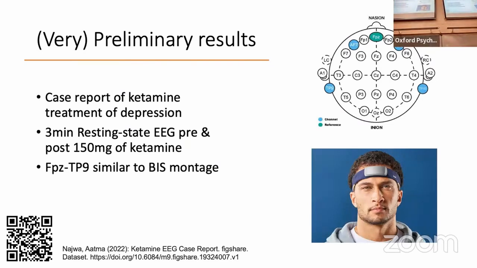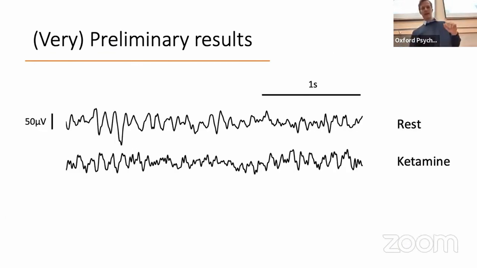This is not actually from our data. This is from an open data set that I found online from some other researchers. But it's very similar to the kind of data that we will be collecting. It's basically frontal EEG during a ketamine treatment of a young patient with depression, this time using a commercial device called Muse. And just to give you an example of what this looks like.